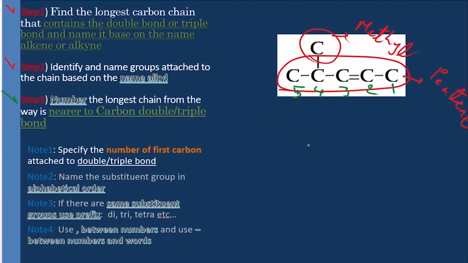Now we can name our structure with the help of the 4 notes. As we know, we have to start naming with the substituent group. We have a methyl attached to carbon number 4. So we will write 4, and as we remember, we have to put a dash between the number and the word methyl, and then we have to write our main chain. As we see in note number 1, we have to specify the number of the first carbon attached to the double bond or the triple bond. Here, the first carbon attached to the double bond is carbon number 2. So we write the number of this carbon, and we will write 2-pentene. So it's done.